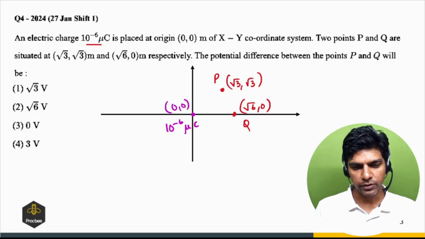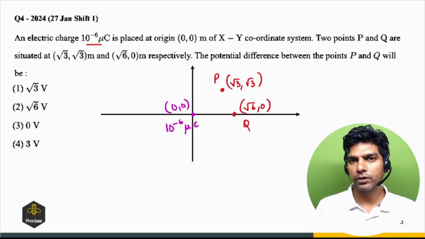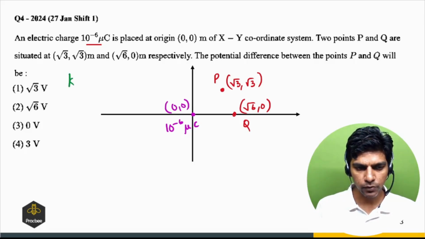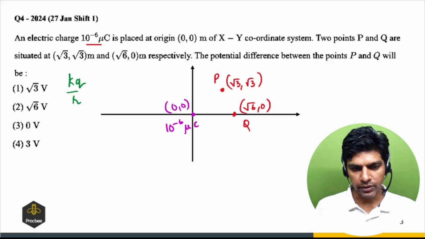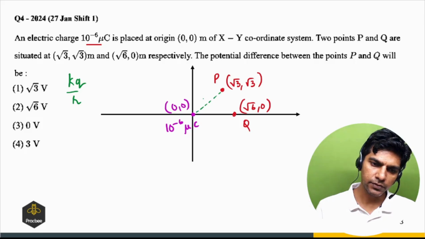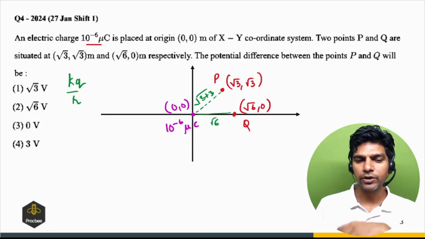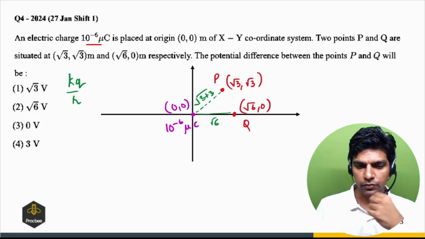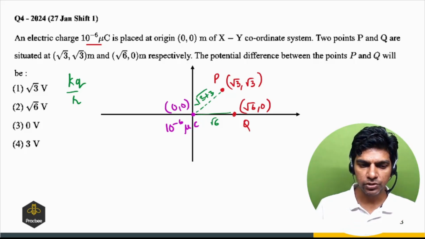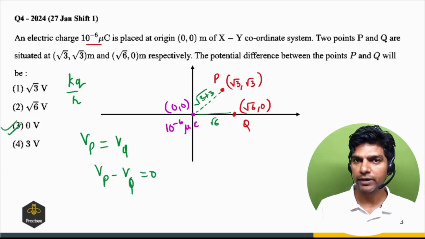So the potential difference. In order to find the potential due to a point charge, we can use this formula kq by r. So for that we need to find the distance of charge from point P. By distance formula, this distance will be root of 3 plus 3, that will be root 6. Similarly, this distance is also root 6. So point P and Q are equidistant from the charge. So we can see the potential at P will be equal to the potential at Q. So Vp minus Vq will be 0. So option 3 is the right answer.